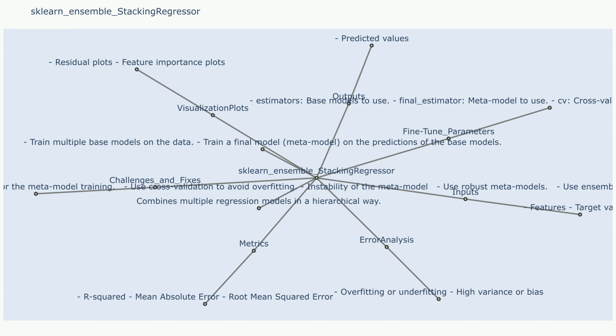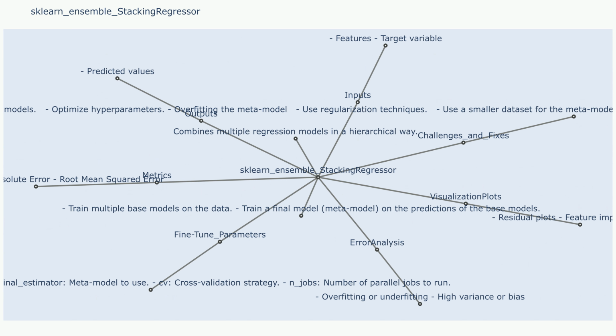Challenge 2: high computational cost. Stacking regressor can be computationally expensive, especially when using many base models or a large dataset. Sample use case that resulted in challenge 2: training a stacking regressor with multiple complex base models on a large dataset, leading to long training times.